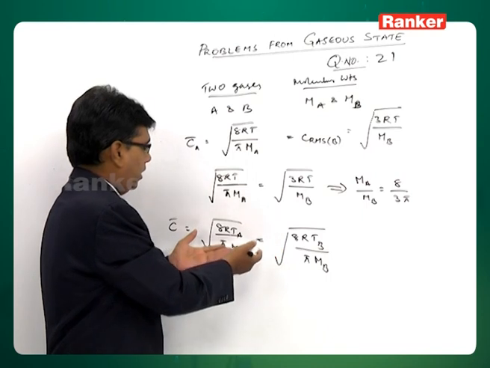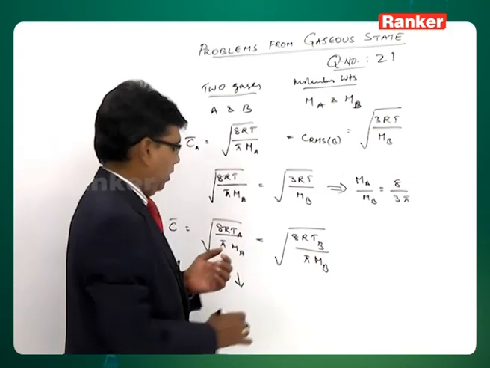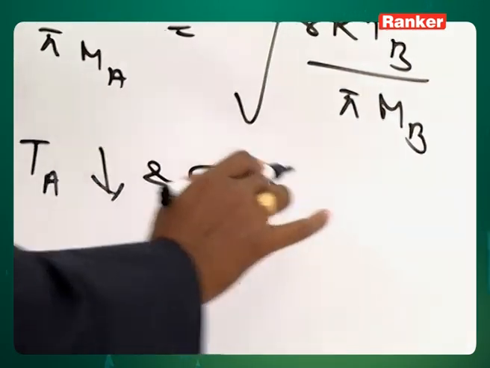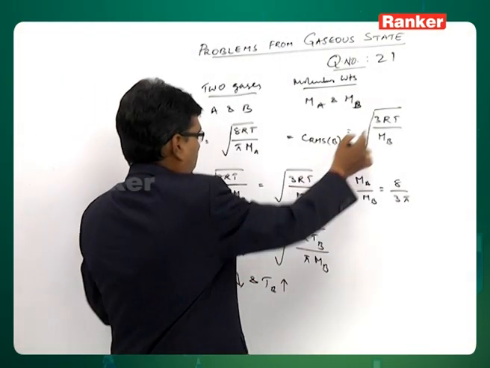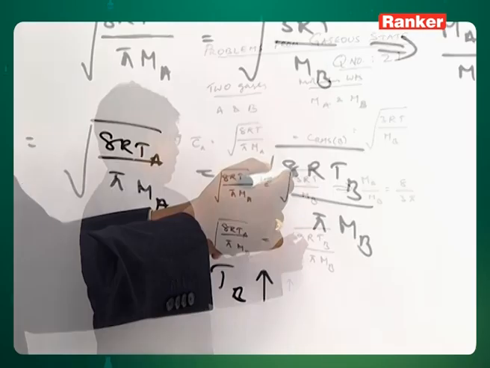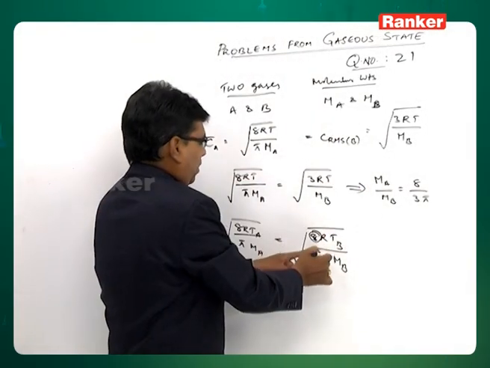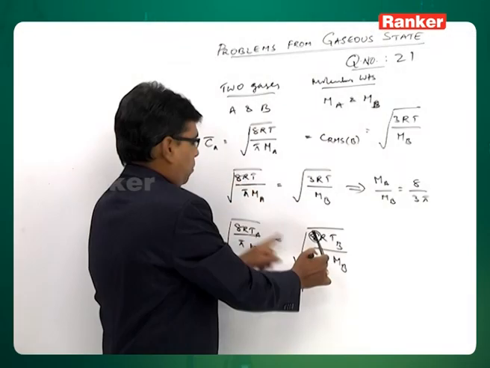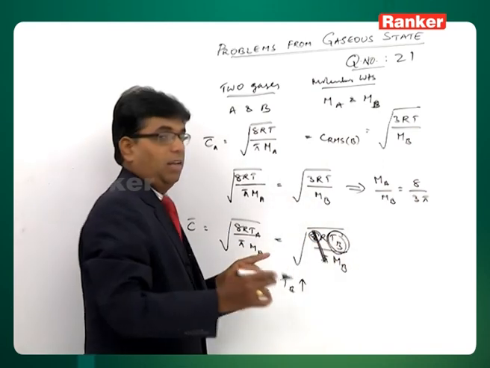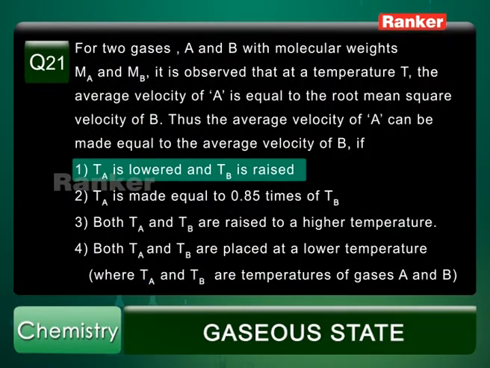So, for these two to become equal, Ta must be lowered and Tb if you increase, then these two can be made equal, because this is originally equal to 3, now this is increased. As this is increased, root 3 is greater than root 8 by pi. So, this becomes less, and to make it equal to this, you should do either Tb must be increased or Ta must be lowered, right. So, the correct answer is option 1.